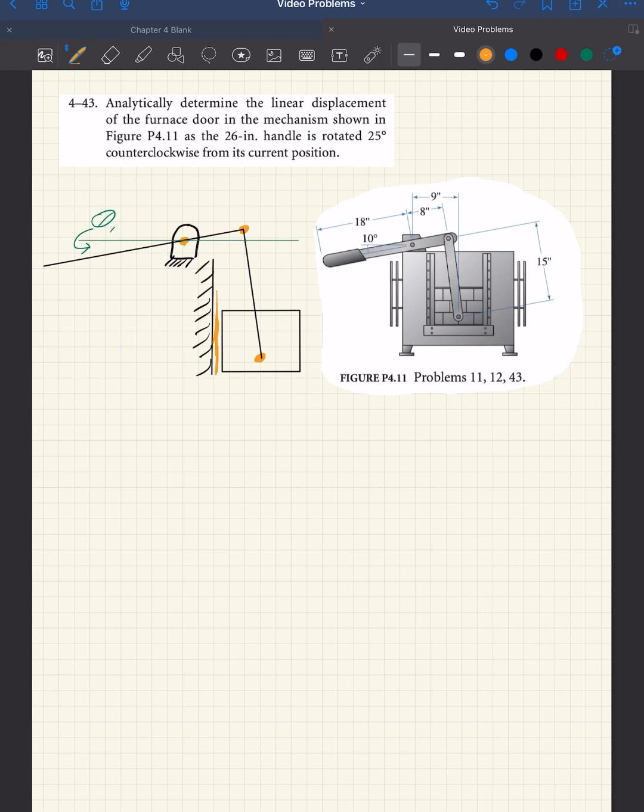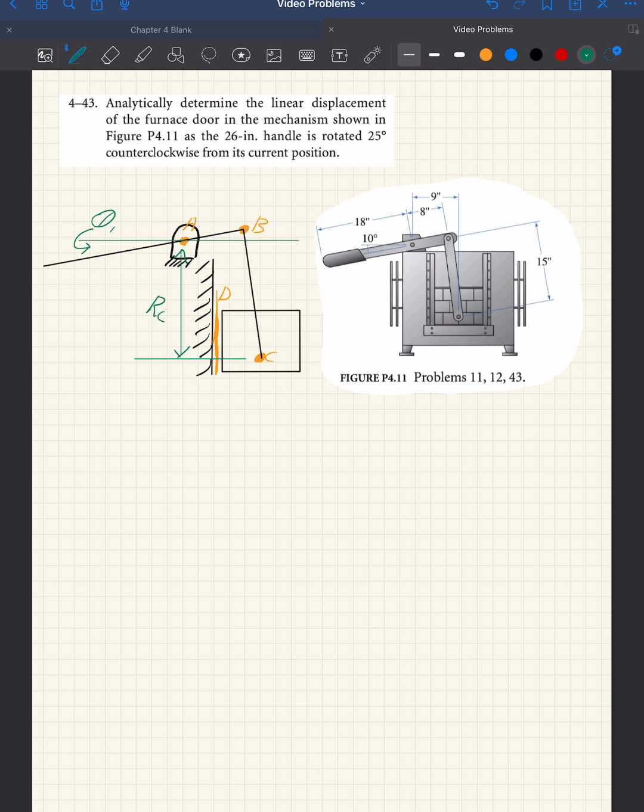Let's label these pins too. Joint A, B, C, and D, just to have some frame of reference here. So let's look at the displacement of that pin C. How we're going to do that, if we draw a horizontal from C, and then a vertical down from A, this distance between this horizontal off of C and A, we're going to call RC. And that's going to be our linear displacement.